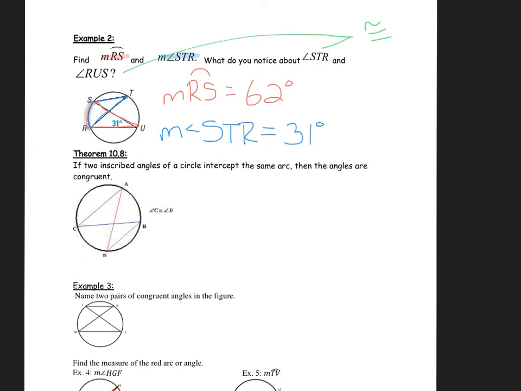Which brings us to theorem 10.8. It says if two inscribed angles of a circle intercept the same arc, then the angles must be congruent. This makes sense. If the arc is congruent, the angles that make the arc should also be congruent.